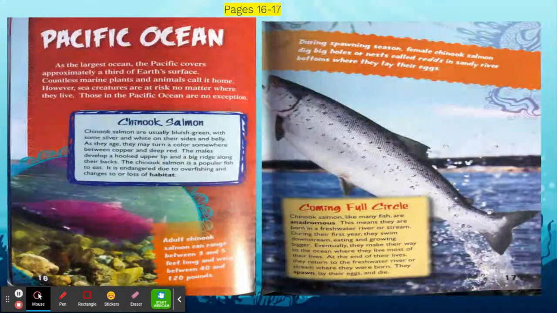Please turn to page 16. Pacific Ocean. As the largest ocean, the Pacific covers approximately a third of the Earth's surface. Countless marine plants and animals call it home. However, sea creatures are at risk no matter where they live. Those in the Pacific Ocean are no exception.